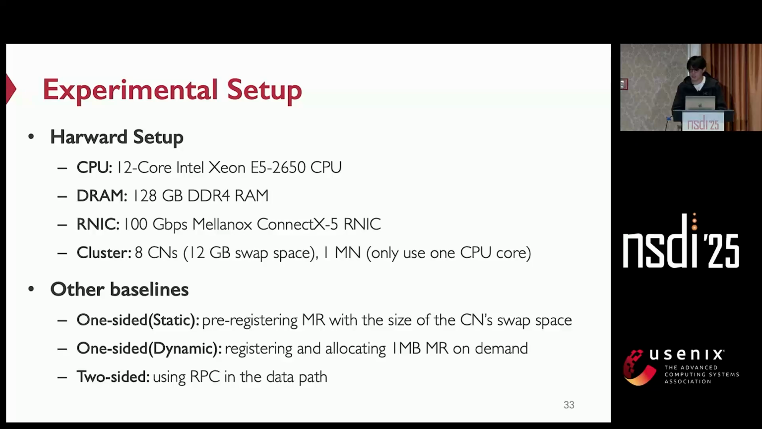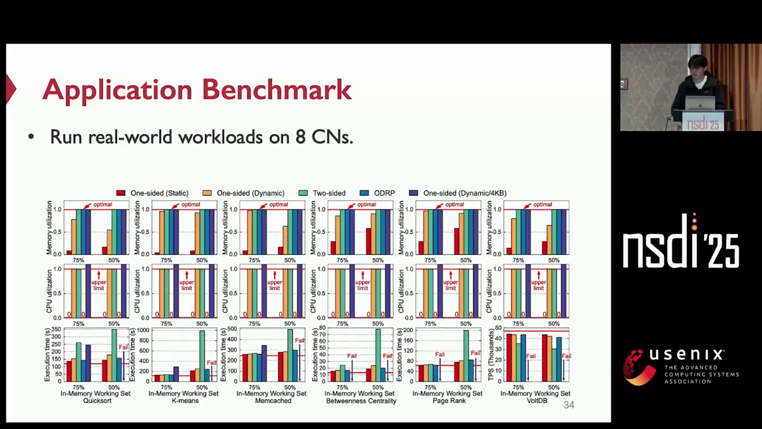One-sided static pre-registers memory regions with the size of the SOAP space of compute nodes and uses one-sided RDMA operations to perform memory access. One-sided dynamic also uses one-sided RDMA to perform memory access, but it performs memory allocation in the granularity of 1 MB. Two-sided uses two-sided RPCs in the data path to perform memory access. In our application benchmark, we run various real-world workloads such as k-means, memcached, and PageRank on 8 compute nodes.